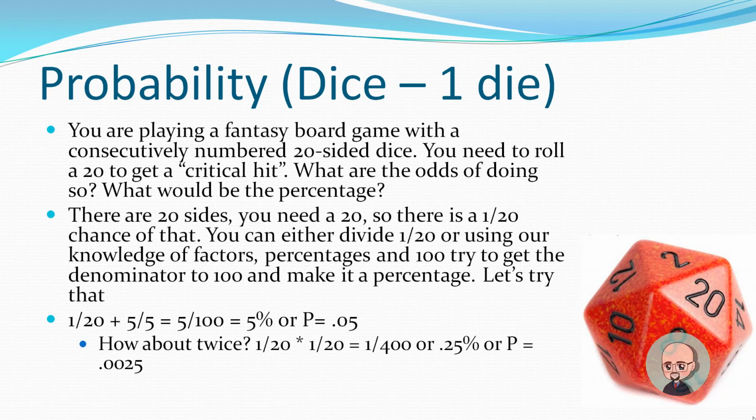How about twice? So that's 1 over 20 times 1 over 20, which is equal to 1 over 400, or 0.25%, or P equals 0.0025. Because remember, to change from a percent to a decimal, we move the decimal point over 2 places. Okay? And you may also know off the top of your head, 1 over 20 equals 5%. It's good to know some of these fractions off the top of your head. Very handy. 1 over 20 is 5%. Okay?